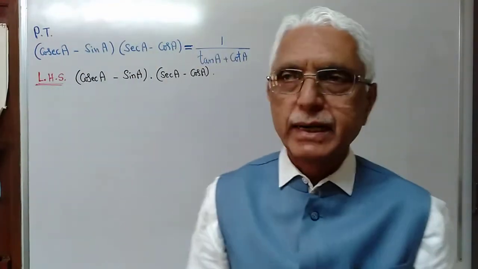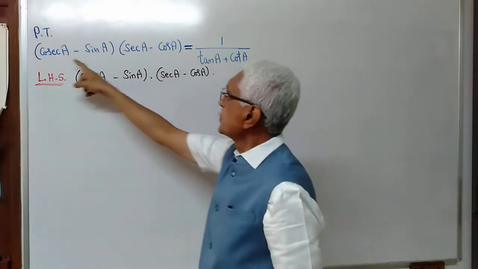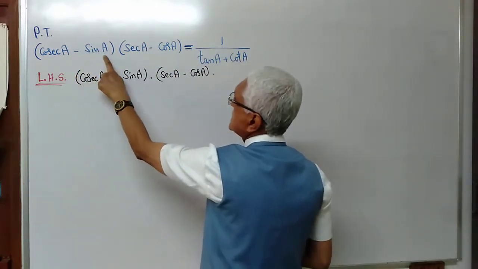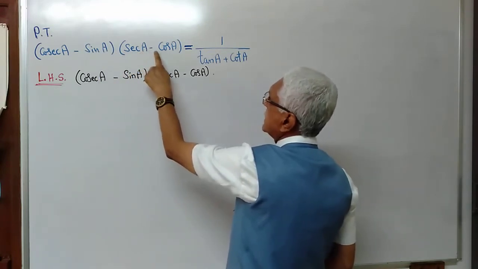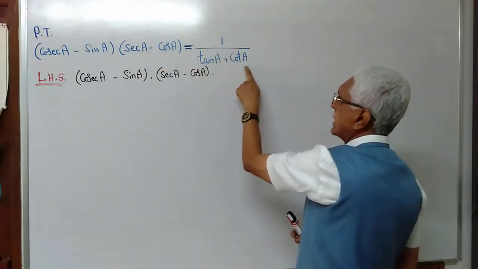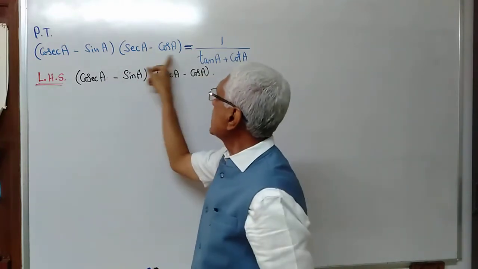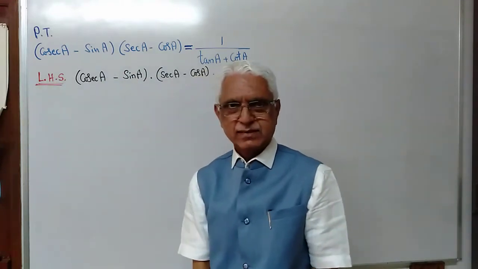Another good problem, my dear children. You have to prove cosecant A minus sin A into secant A minus cos A is equal to 1 over tan A plus cot A. I shall take the left hand side. Let us see what happens.